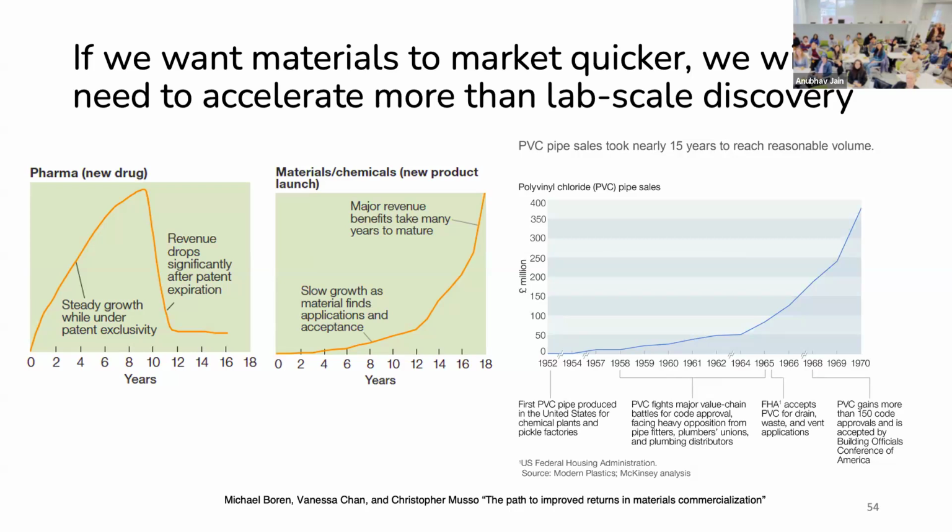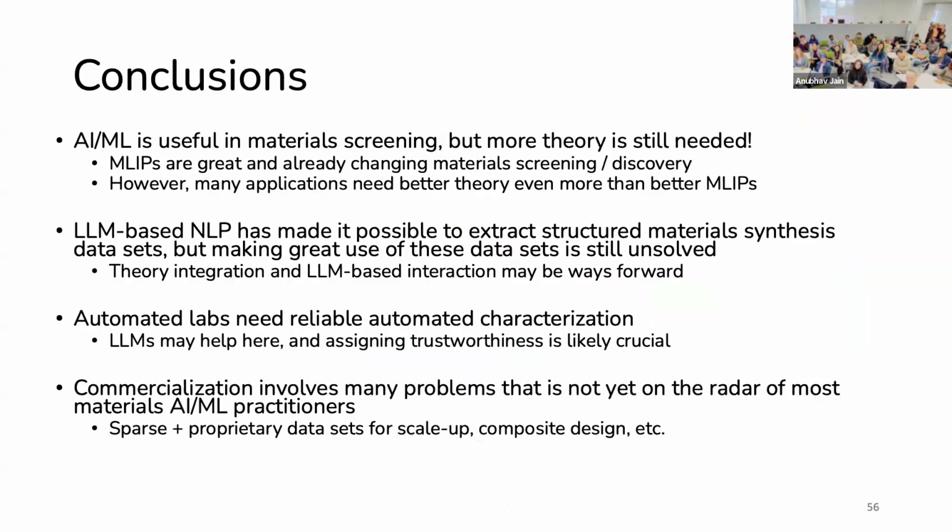If you look at PVC, for example, one of the big issues was just getting the code approvals for PVC. At first, it was commercialized quite early, in chemical plants, typical factories. But before you could put them in buildings and vents and things like that, there had to be hundreds of code approvals. And that again took decades. So that's the type of problem that needs to be solved if we're going to get all the way to societal change.